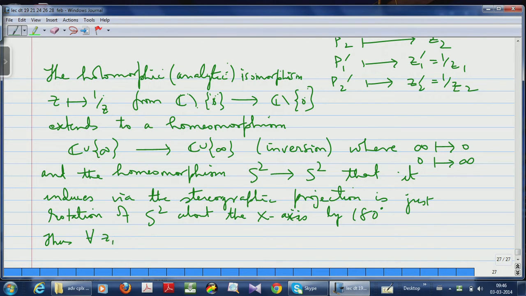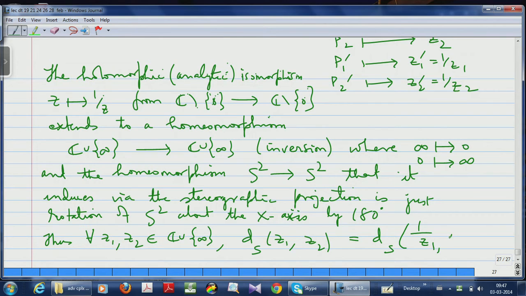So the upshot is, thus, for all points z1, z2 in C union infinity, the spherical distance between z1 and z2 is the same as the spherical distance between 1 by z1 and 1 by z2. So this is the fact that we want. It uses the fact that distances on the sphere will not change if you rotate the sphere, and the rotation of the sphere by 180 degrees about the x axis translates to inversion for the extended plane. Okay, so the spherical metric is inversion invariant.